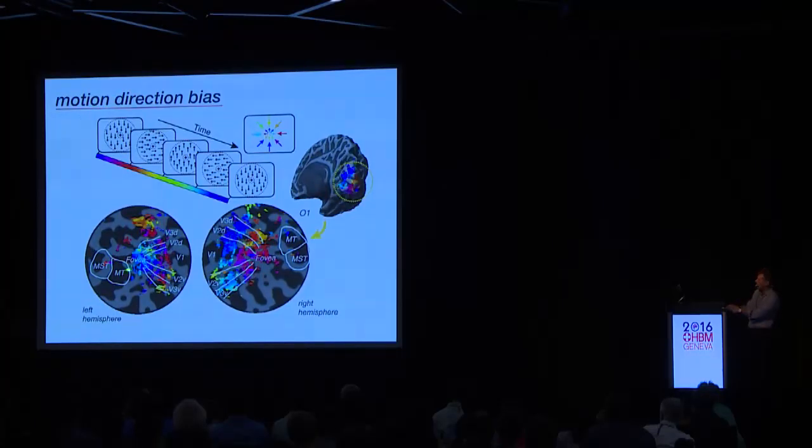The opposite is true in the left hemisphere. So near the fovea, there's a preference for motion away from the fovea, and in the periphery, there's a preference for motion inward.